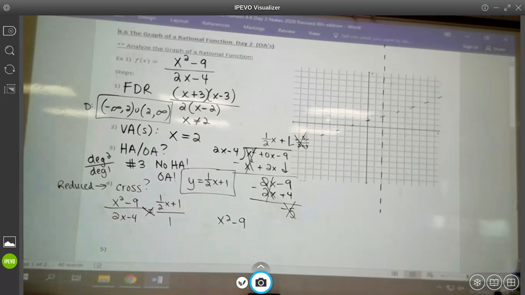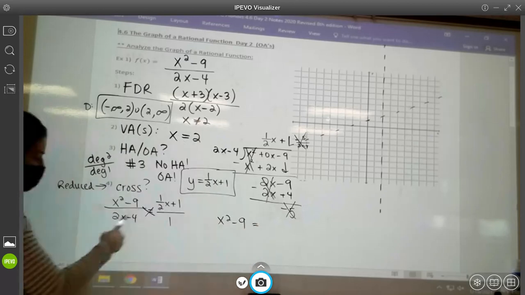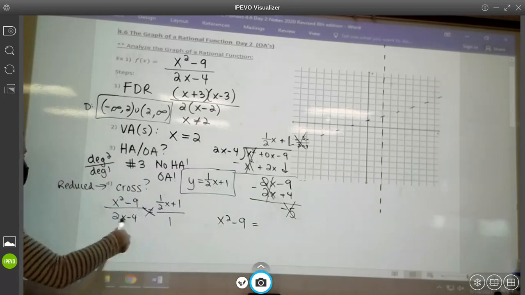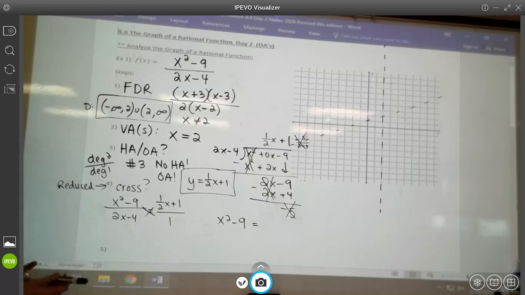Okay? Equals the other cross product. Guys, this is a FOIL. It's 2 terms times 2 terms. We're going to have to FOIL this out.